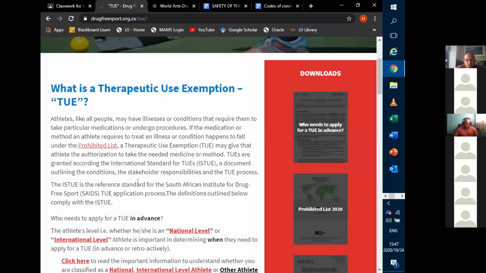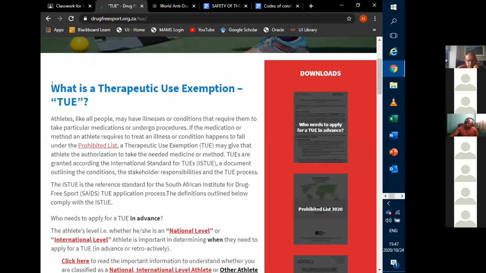Asthmatic medication is the same thing. You've got to prove that it's either exercise induced or that they are true asthmatic. Why are they on that particular medication? Have they tried any of the other medication? What do the blood tests say? Have they had x-rays? It's insane the amount of information that SAIDS requires before a TUE is granted.